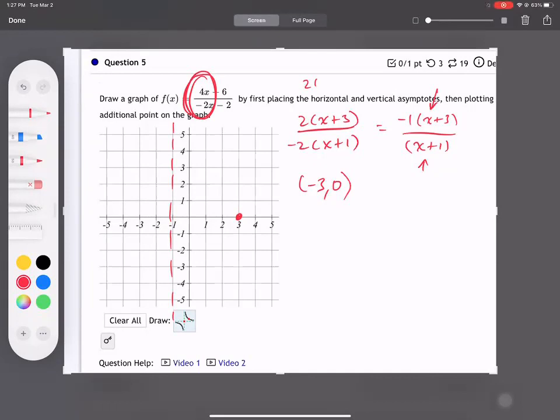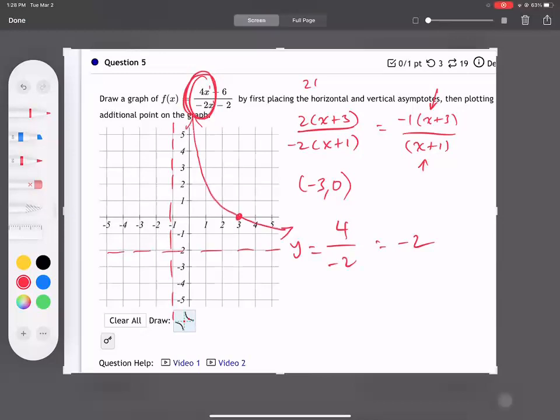They're the same speed because they both have the exponent of 1. So we just copy 4 over -2. That's my horizontal asymptote, which is -2. And hopefully you can see that the graph goes through this top section right here, like that.